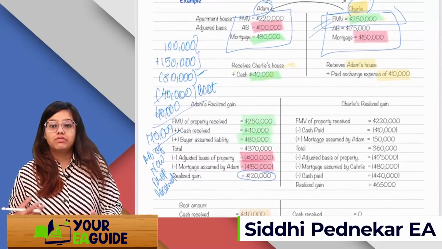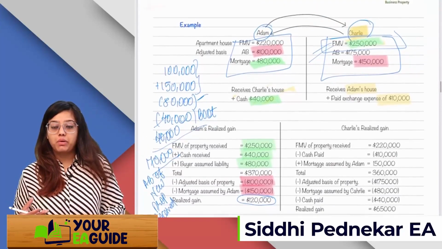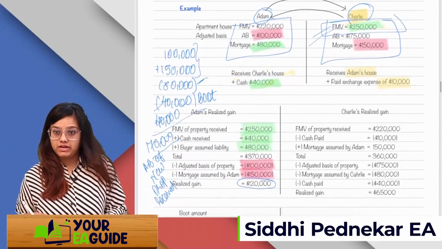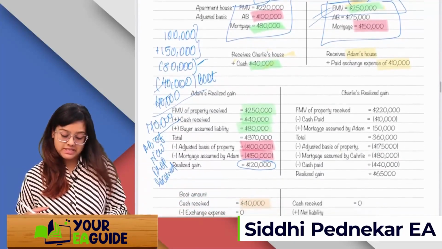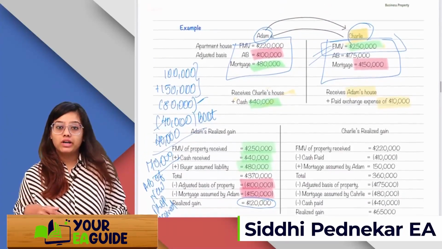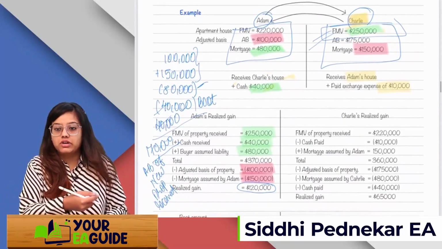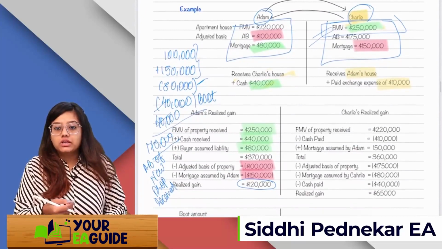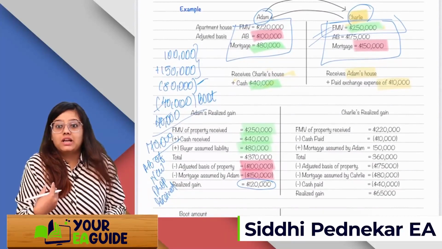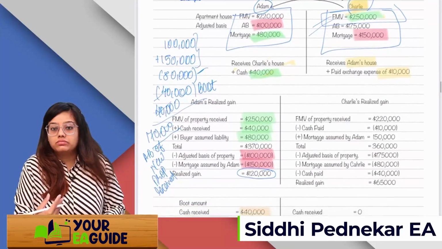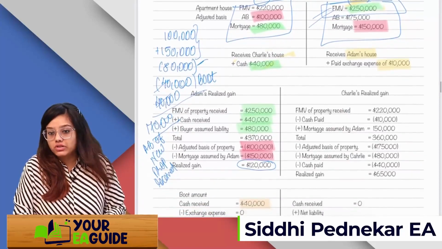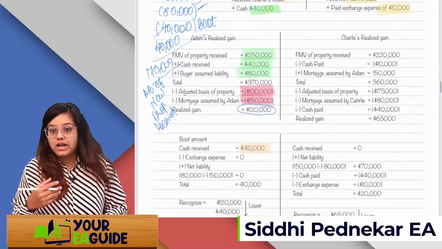Minus whatever is given up. Charlie is giving up the property which has an adjusted basis of 1,75,000, so we will reduce that adjusted basis. We will reduce the mortgage which Charlie is assuming from Adam. That is 80,000. We'll reduce that 80,000. Reduce the cash paid. Charlie is also going to pay the cash, right? So Charlie has paid the cash, so we'll reduce that cash. So this is our realized gain.